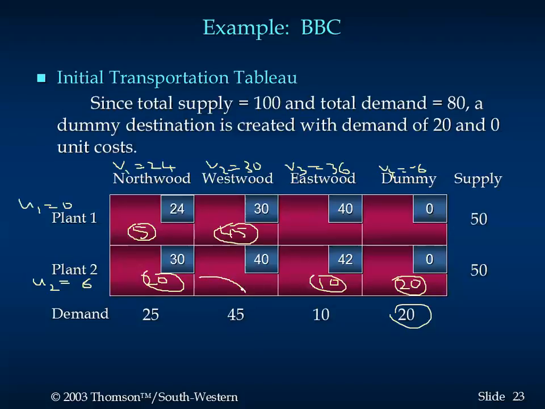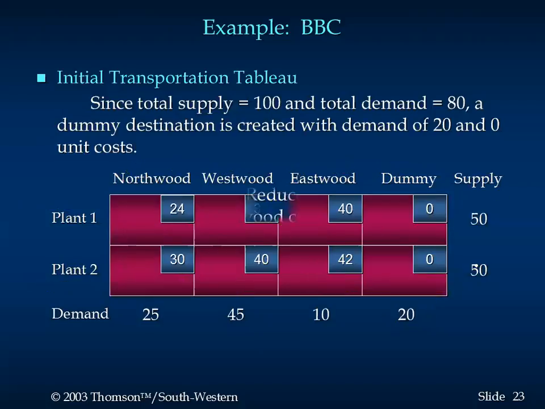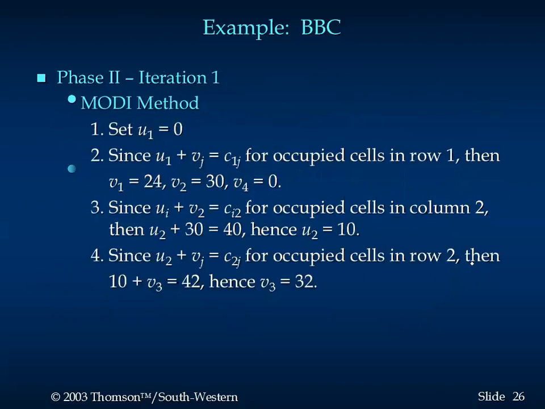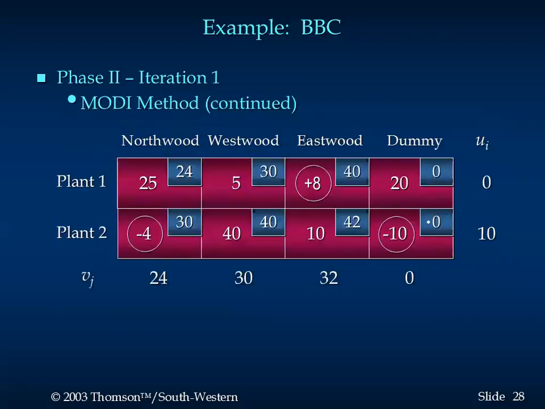And now we can calculate delta ij. So 40 minus 6 minus 30 is again plus 4 here. 40 minus 0 minus 6 minus 36 is again plus 4 here. And what is this one? 0 minus 0 minus minus 6 is plus 6. So again, this is optimal. Very, very simple method. And similar, they're doing the same thing all over again.